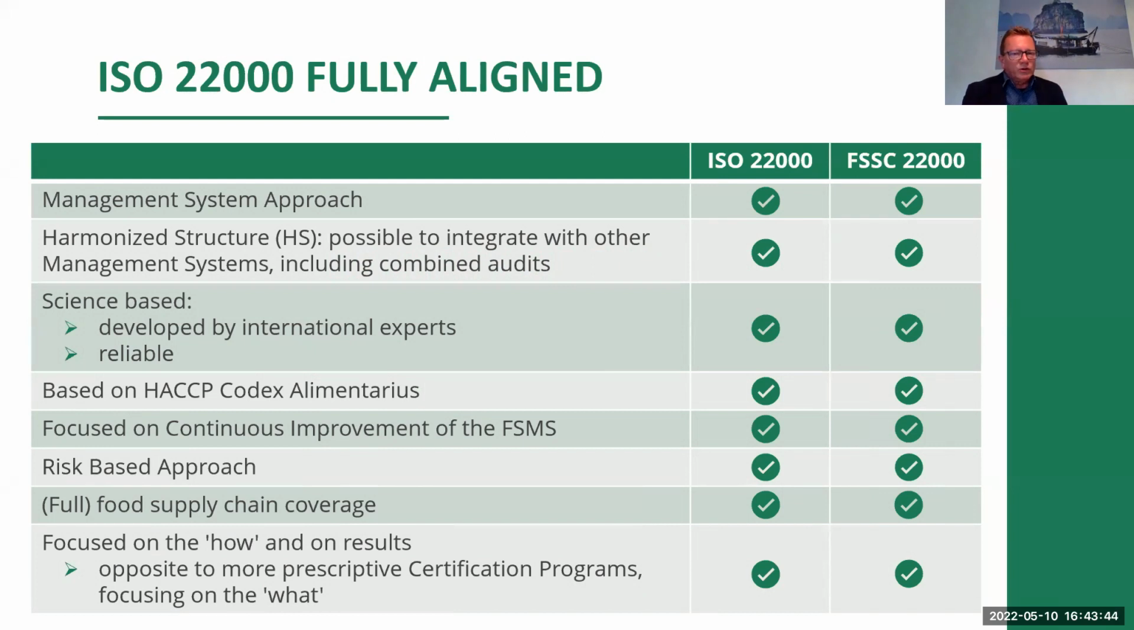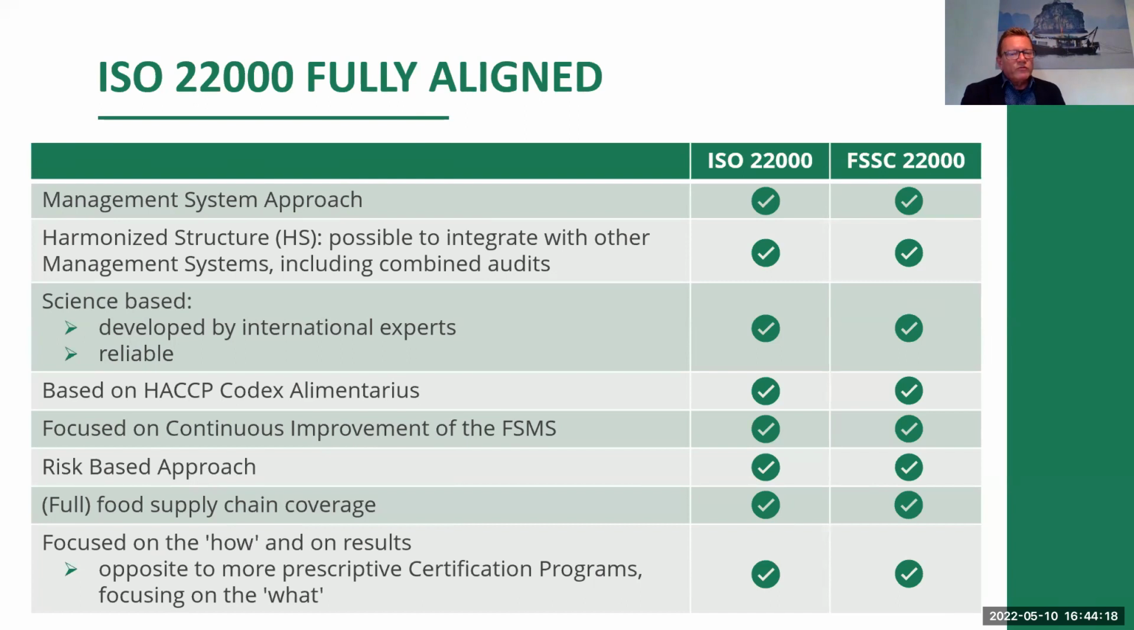But these are the equal benefits for both: the management system approach we talked about, that harmonized structure that facilitates an integrated management system and combined audits. The fact that ISO standards are science-based. Very important is that ISO 22000 and the FSSC, of course, cover the HACCP principles from the Codex fully. And that's, I think, also one of the reasons that a lot of food regulators and food authorities are also very much in favor of ISO 22000 and the FSSC.